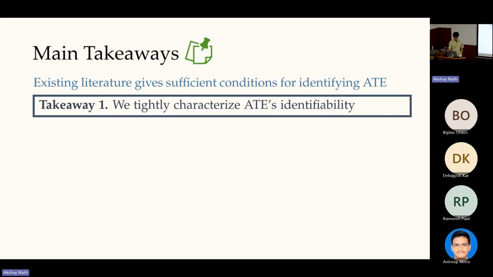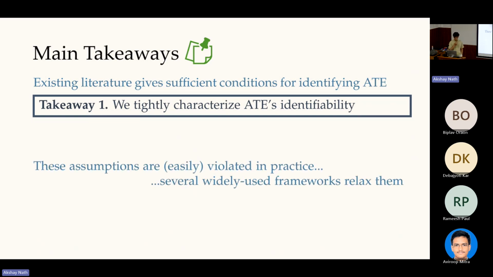The first contribution of our work is to take a more learning theoretic or computer sciencey perspective and try to characterize exactly when we can solve these problems. So we want necessary and sufficient conditions. And this characterization is particularly useful because the sufficient conditions people have come up with are easy to violate. I'll give some examples of these conditions and why they can be violated.